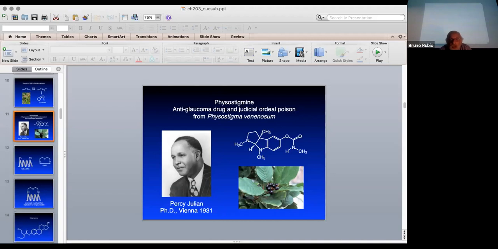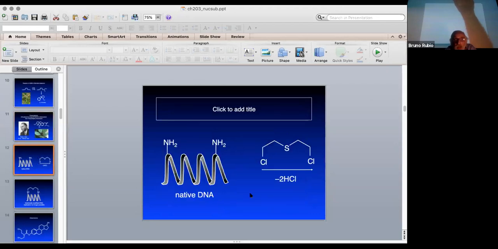And he was interested in this compound because he noticed it had a big effect on the eyes of the people that were engaged in the judicial ordeal. And he collected the sample and extracted this compound, which is still used as an anti-glaucoma drug. So there's lots and lots of biological examples of an SN2 reaction. Here's another one.